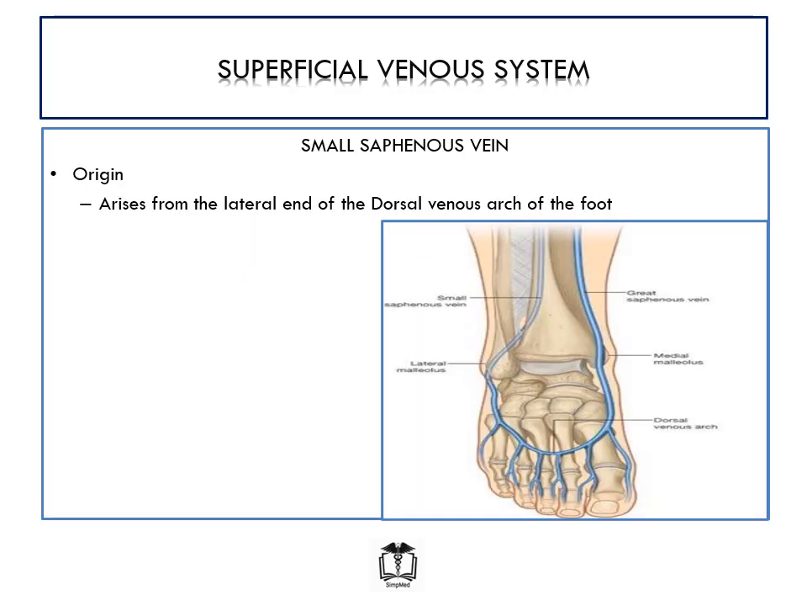The third vein of the superficial venous network is the small or short saphenous vein. This arises also from the dorsal venous arc, but particularly from the lateral end of the dorsal venous arc of the foot. If you trace the dorsal venous arc in this image, you can see that its medial end becomes the greater saphenous vein. The lateral end, whereas, becomes the small or short saphenous vein, which is what we can see in this image.